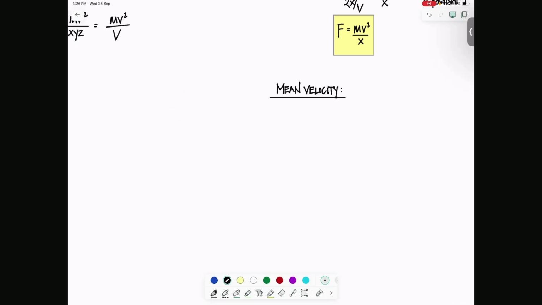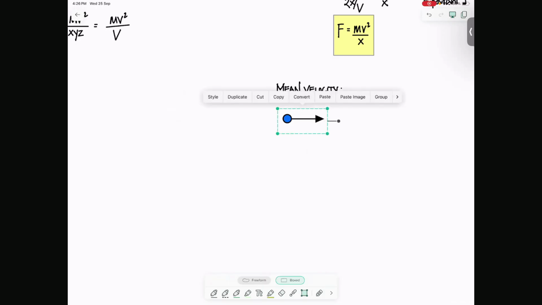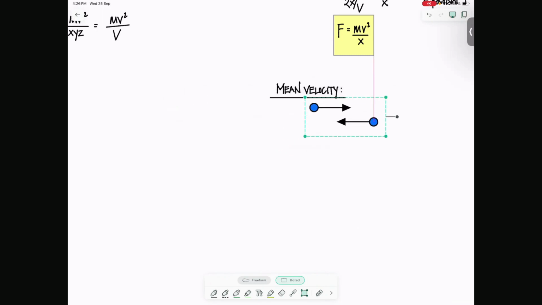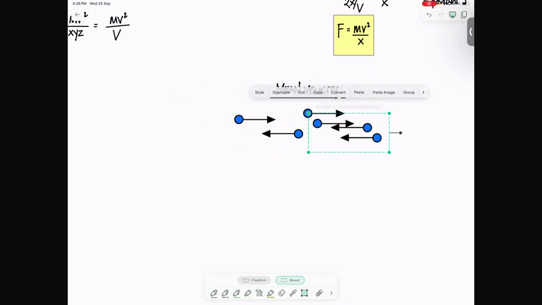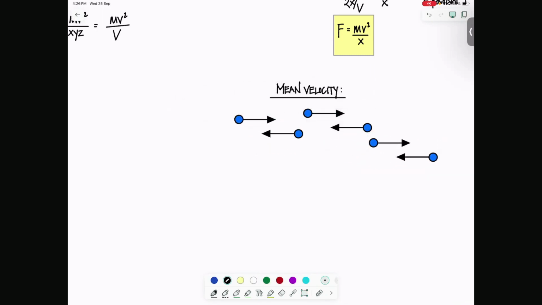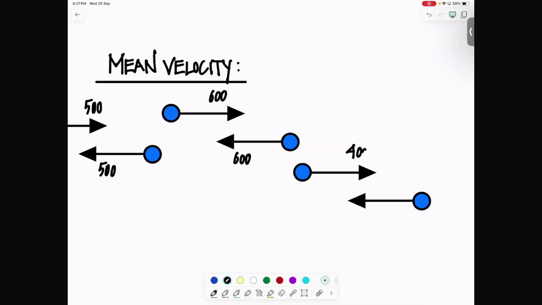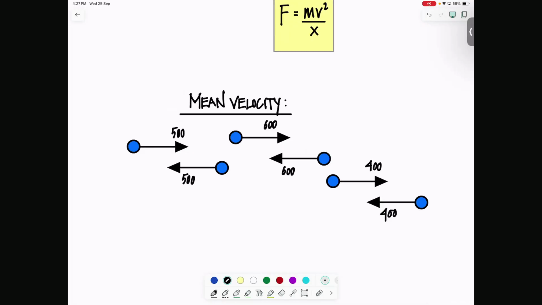Let me clarify. In physics, this is the first time we're going to do it. So imagine you have your gas particles in this very random scenario where the gas particles happen to be moving back and forth. And these particles all have different velocities. And I'm going to average them. But their velocities are 500, 500, 600, 600, and 400, 400. So here if I try to take the average, this is velocity, right?